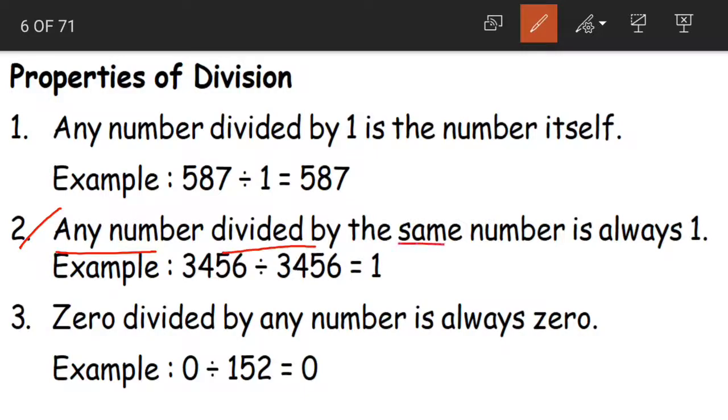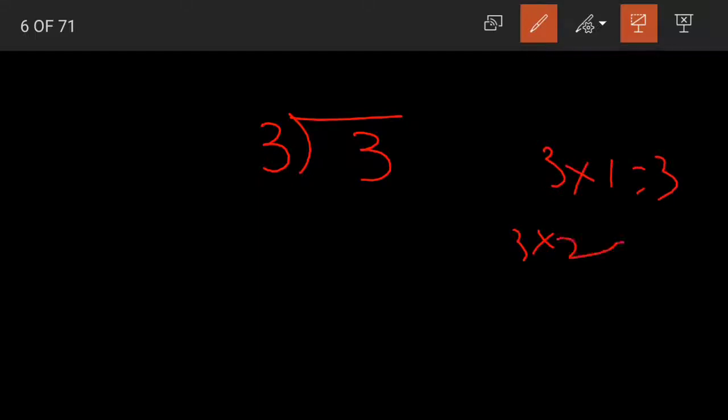Next, second property. Any number divided by the same number is always 1. Example, 3456 divided by 3456 is equal to 1. Again, if you take two small numbers, say 3 divided by 3. In 3 table, when does 3 come, children? 3 ones are 3.